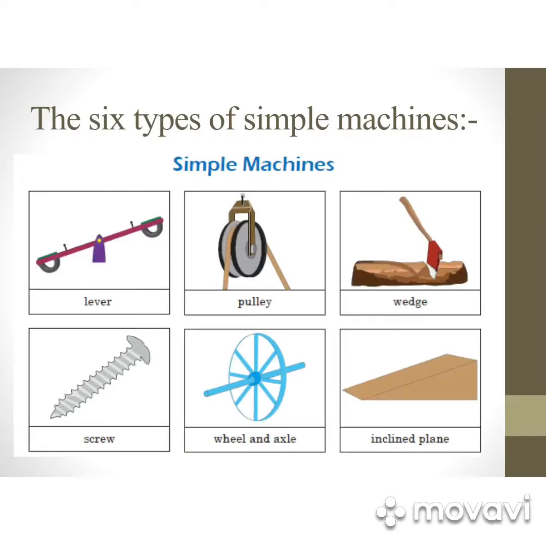It is very important to know that all machines, no matter how complex, are made from one or more of these simple machines. And obviously there are 6 types, and as you can see in the picture below, the 6 types are levers, pulleys, wedge, screw, wheel and axle, and inclined plane.